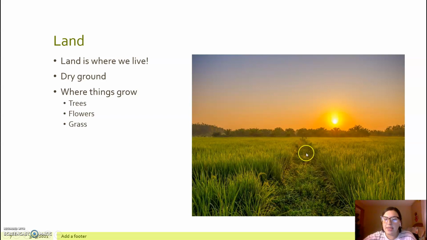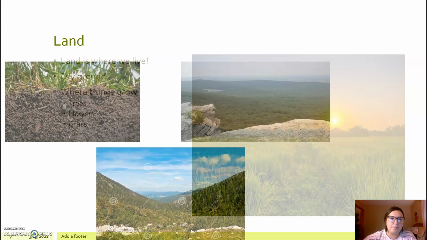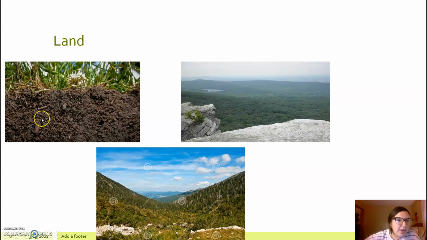In this picture, we see that grass is growing and there are trees in the background. This is a great example of land. Let's keep it going. Right here, we have an example of our soil. Soil is on the top part of our land, and it helps everything grow. Let's go over to this one.